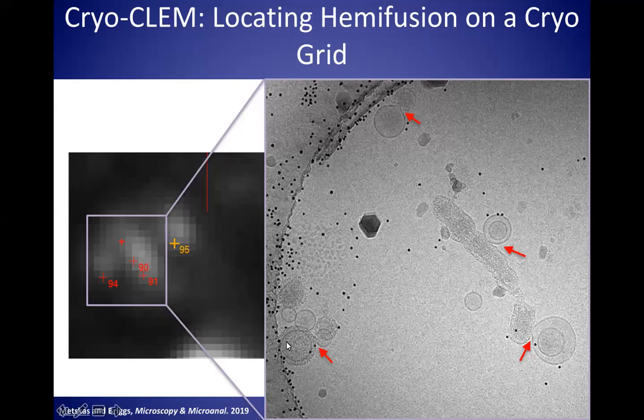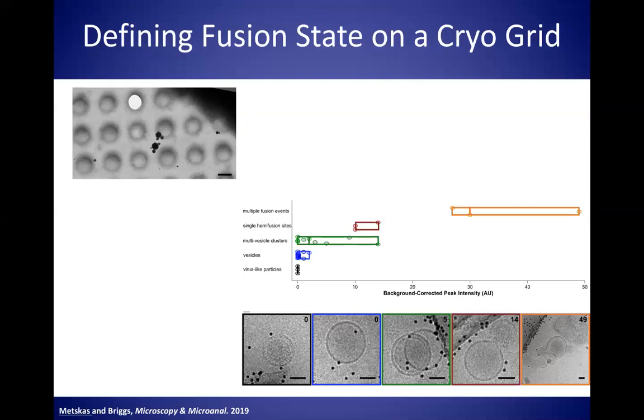So this is a way to find a function on an EM grid. I'm not just finding the virus. The virus is everywhere. I'm only finding the virus that's participating in fusion or hemifusion. But we can go even one step further.